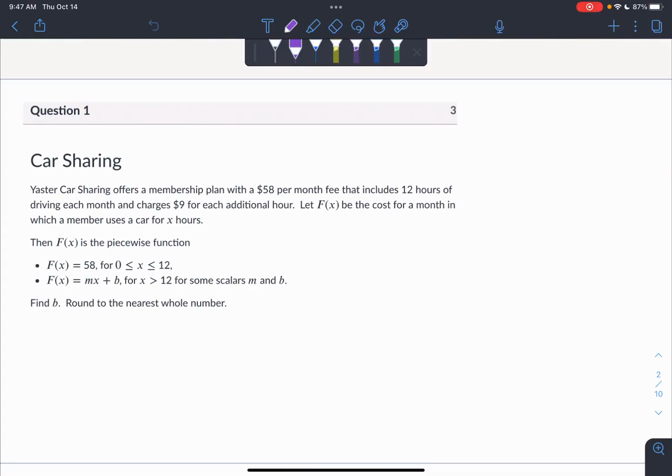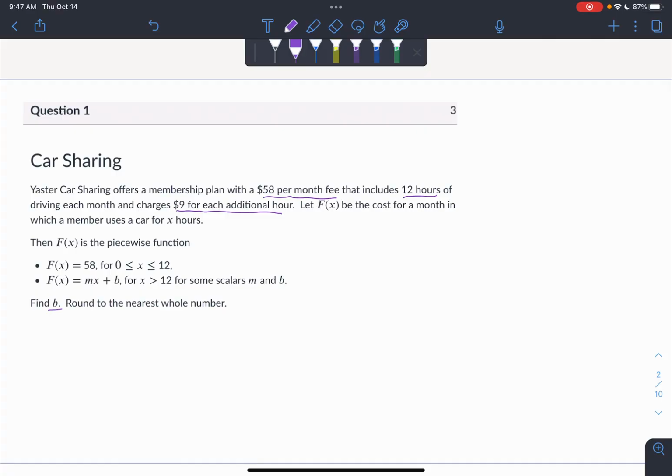Okay, for this one, we have a car sharing membership plan, $48 per month fee. This includes 12 hours of driving and then charges $9 for each additional hour. All right, so they give us some part of the piecewise function and we just need to find b.